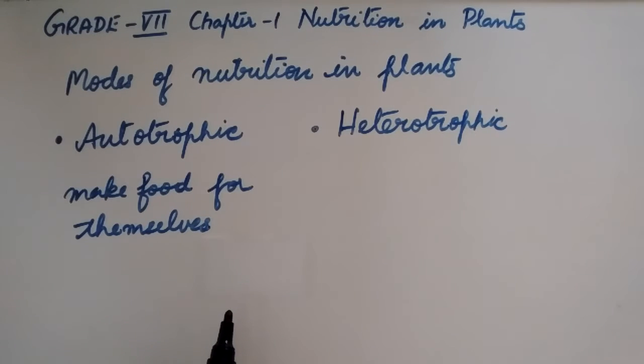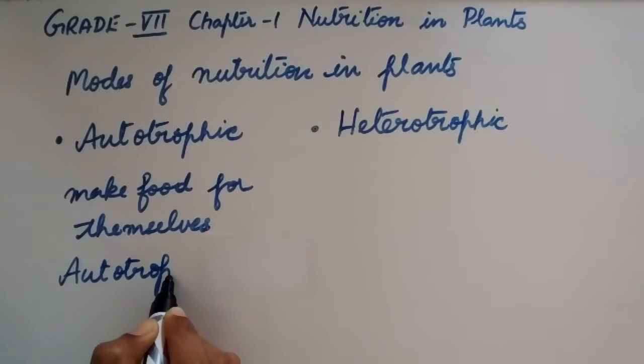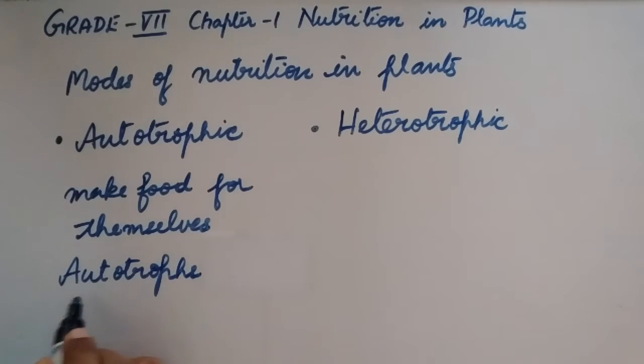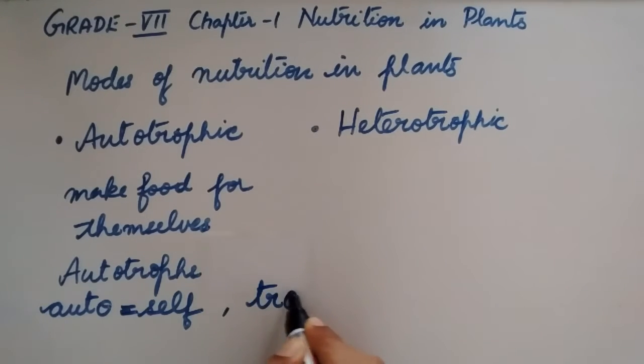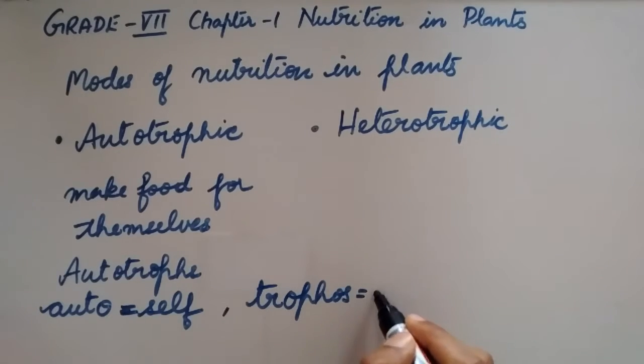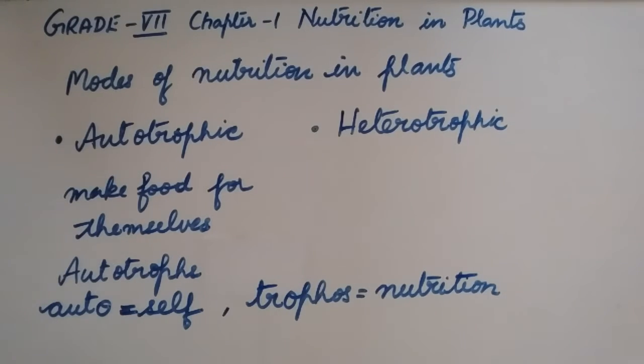Green plants prepare their own food by the process of photosynthesis. Therefore, the plants are called autotrophs. Now, what is the meaning of autotrophs? Here, the word auto means self, and trophos means nutrition, the self nutrition, that is they prepare food for themselves.